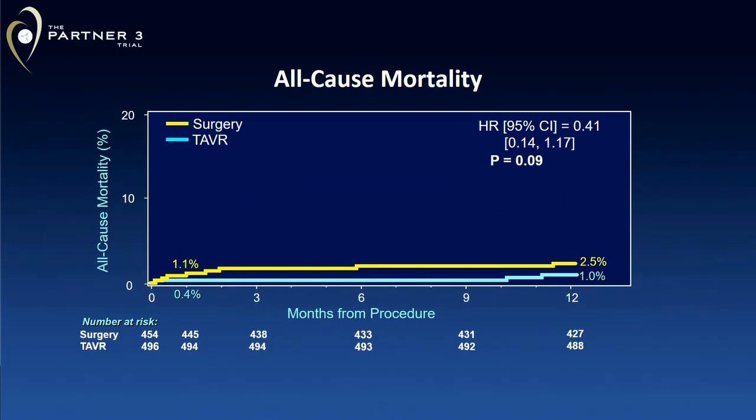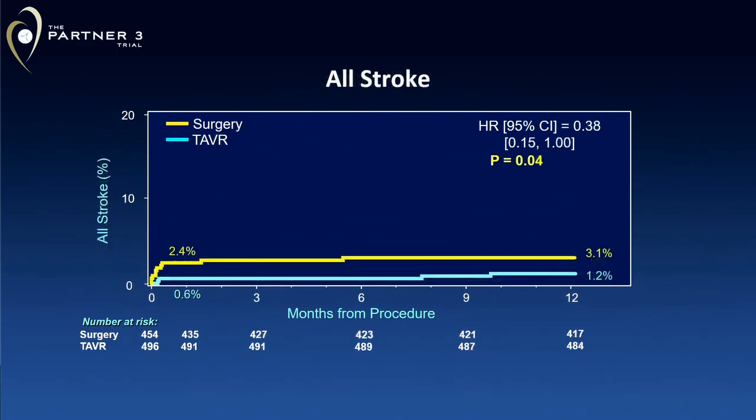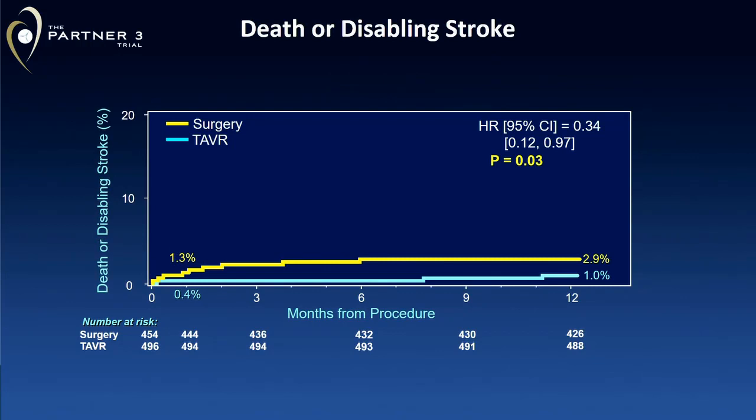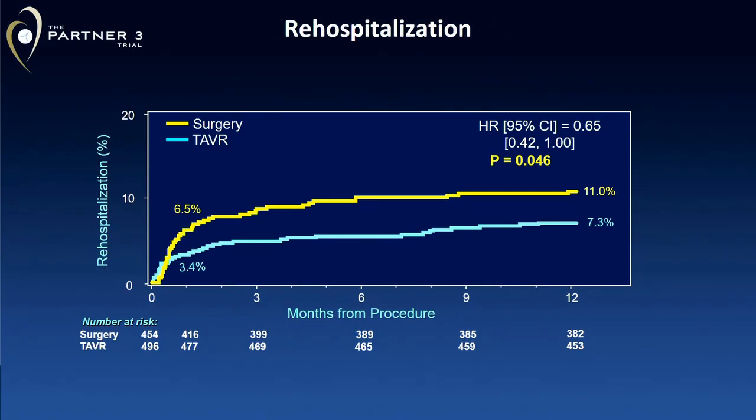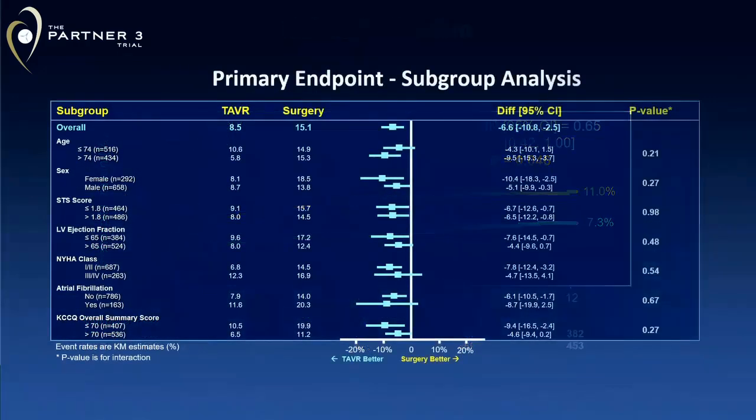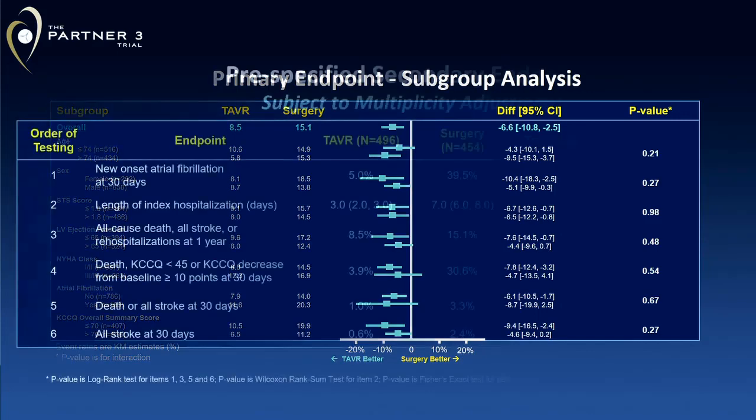Just the all-cause mortality is 0.09. This is all stroke, less stroke with TAVR, statistically significant, 0.04. Death and disabling stroke, also statistically significant for TAVR versus SAVR. And rehospitalization, which was part of the component of the primary endpoint, was also lower in TAVR versus the SAVR. This is true for all the subgroups for any age. All of them are in favor of the TAVR when you compare against the SAVR.